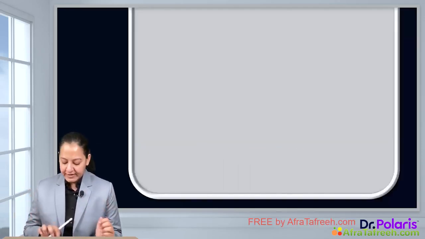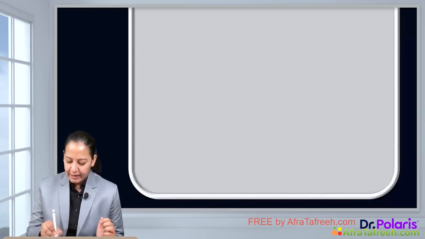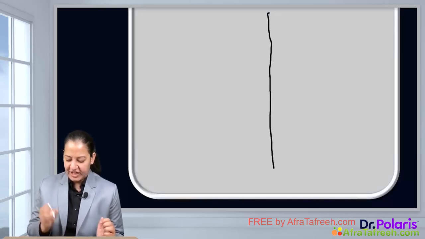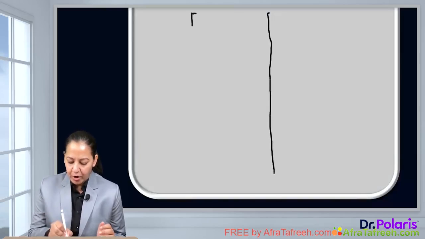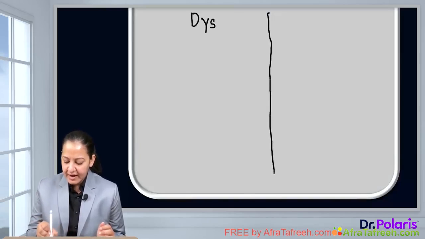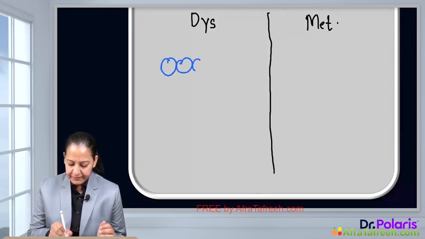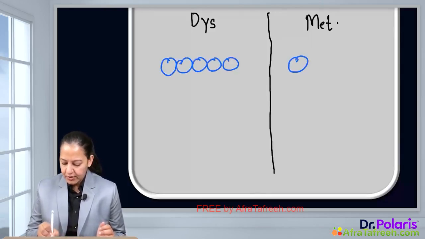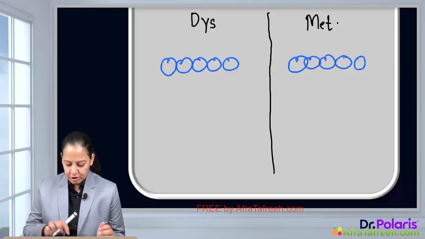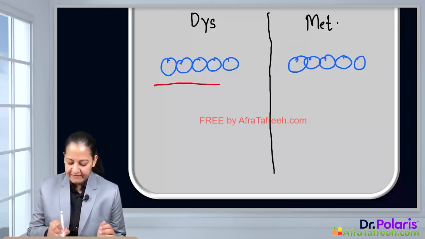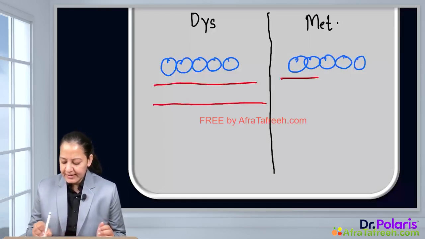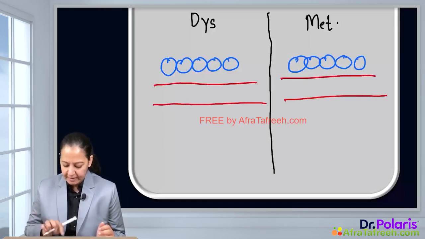I would like to draw a diagram for you to explain the two types of calcification. So here I would like to draw dystrophic calcification and here metastatic calcification. So let's draw a tissue. This is a tissue here, and let's draw a tissue in metastatic also. This is the tissue for metastatic. I am drawing the blood vessel in both of them. So you can see the blood vessel in both of them.